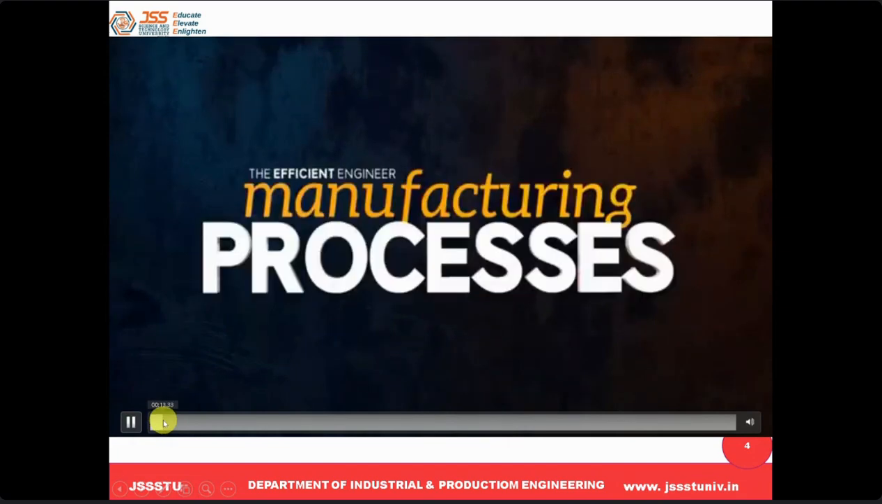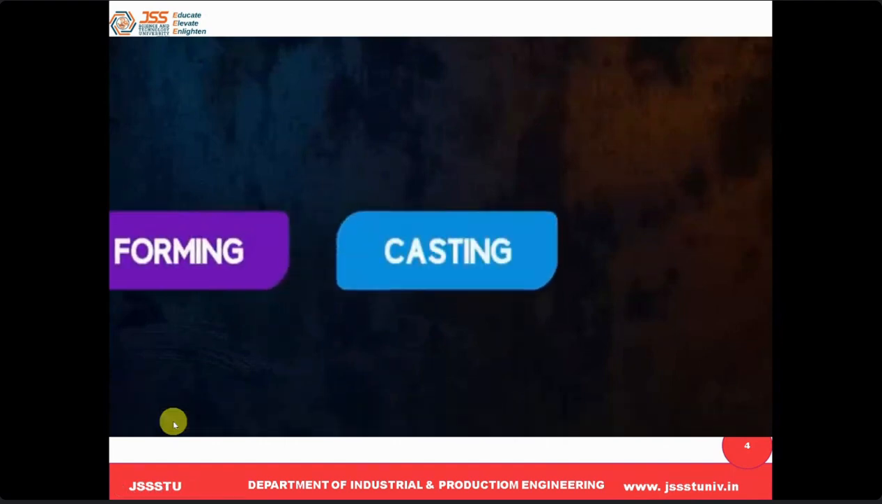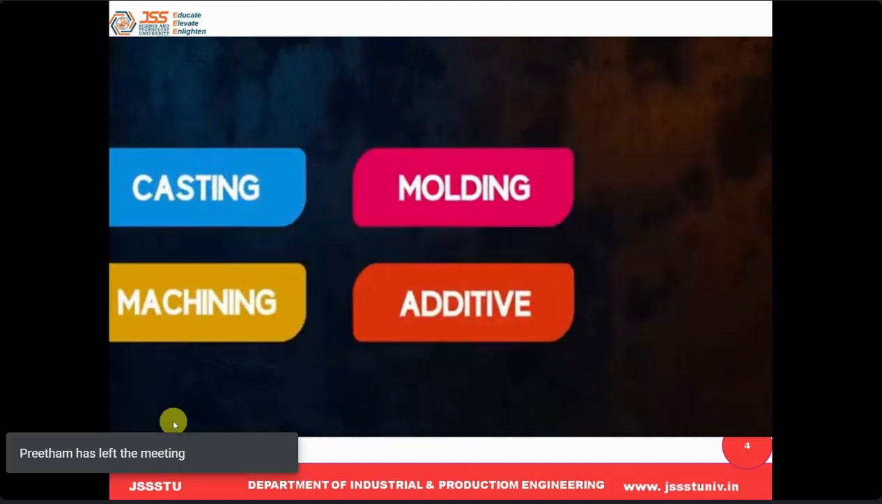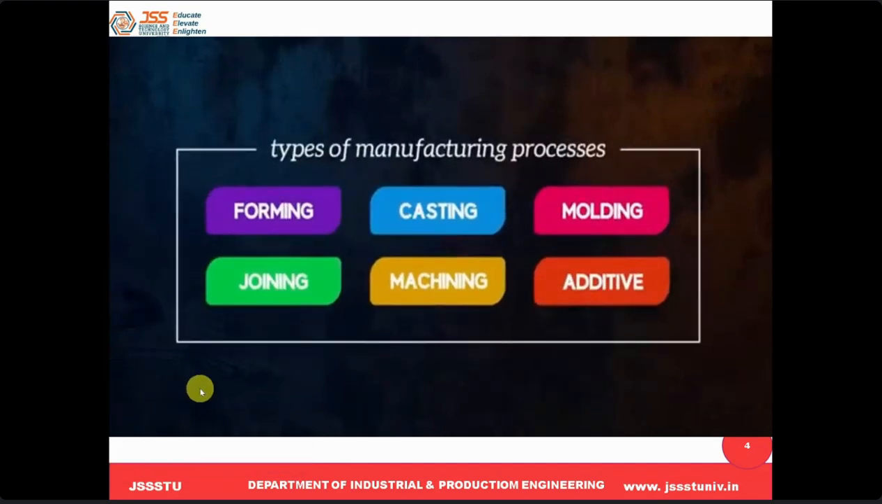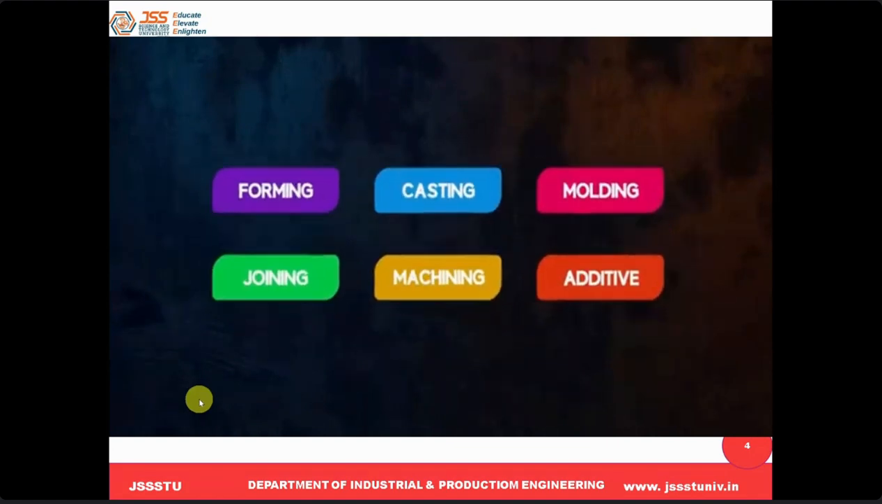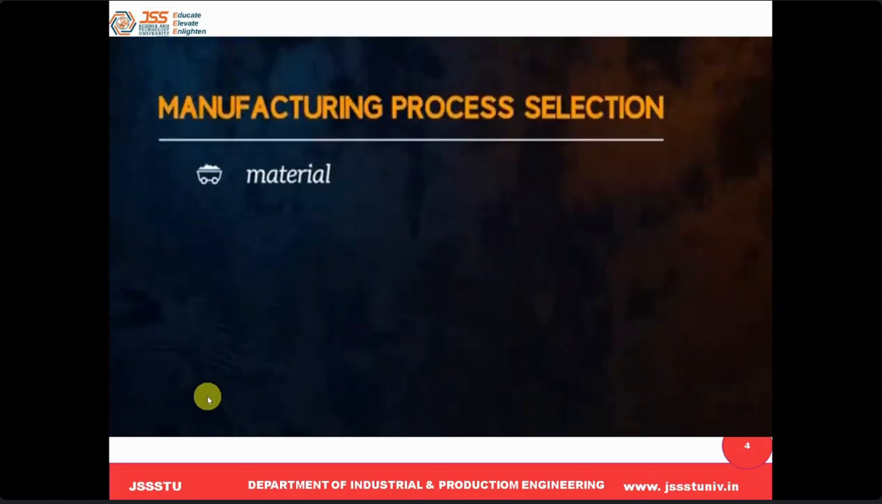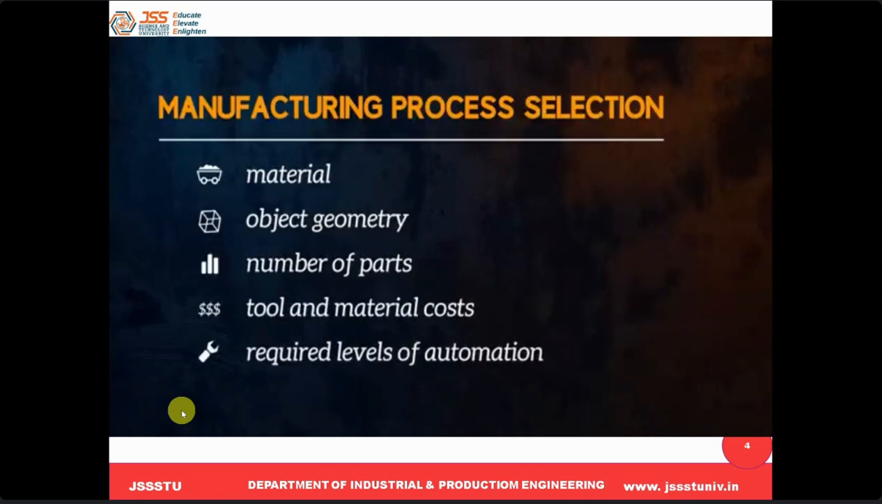There are 6 main categories of manufacturing processes, which are forming, casting, molding, joining, machining, and additive manufacturing. Each one of these categories contains a large number of different manufacturing techniques. There are a lot of different factors which need to be considered when selecting the right manufacturing process. This includes the material you are working with, the geometry of the object, the number of parts you are producing, tool and material costs, and required levels of automation.